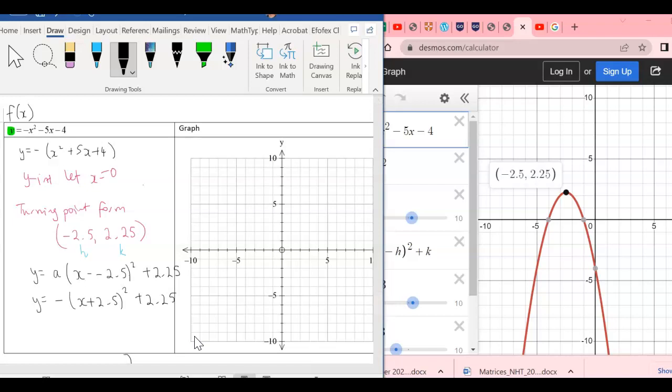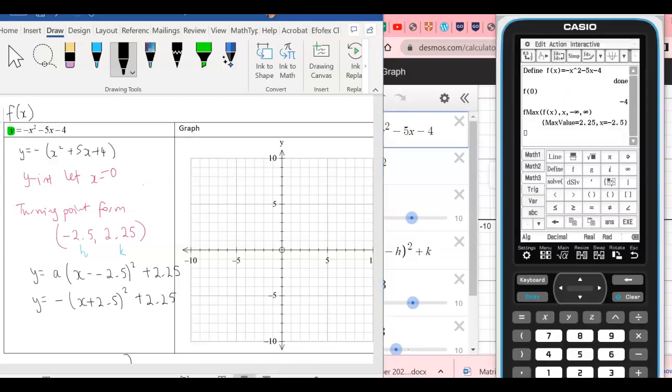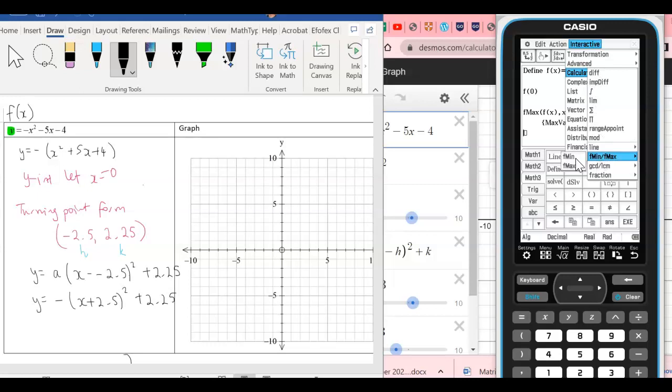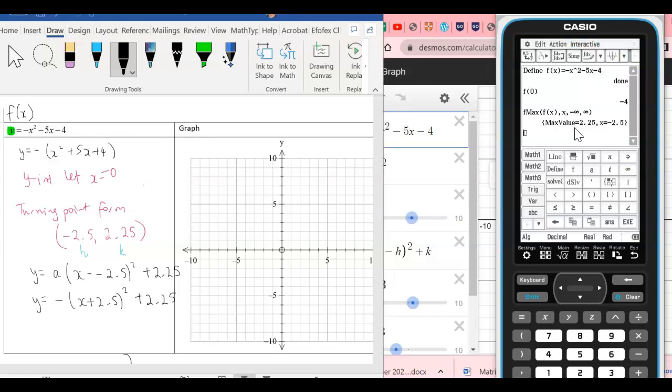Okay, so that's how you can get it into turning point form using your calculator. Just going back here, going to interactive, calculation, min max. Minimum if it's a positive parabola, maximum if it's a negative parabola. And then you'll see it gives you the maximum value, 2.25, that's your y, and x equals negative 2.5.